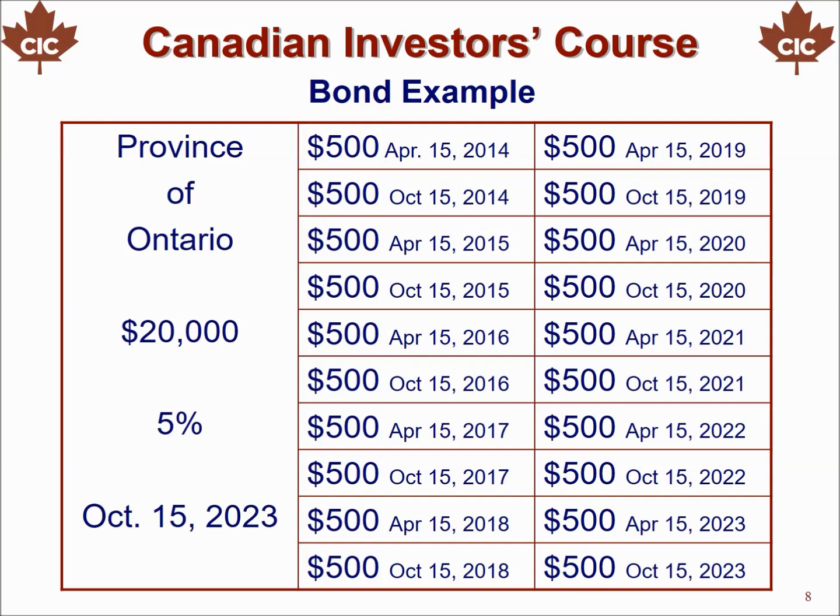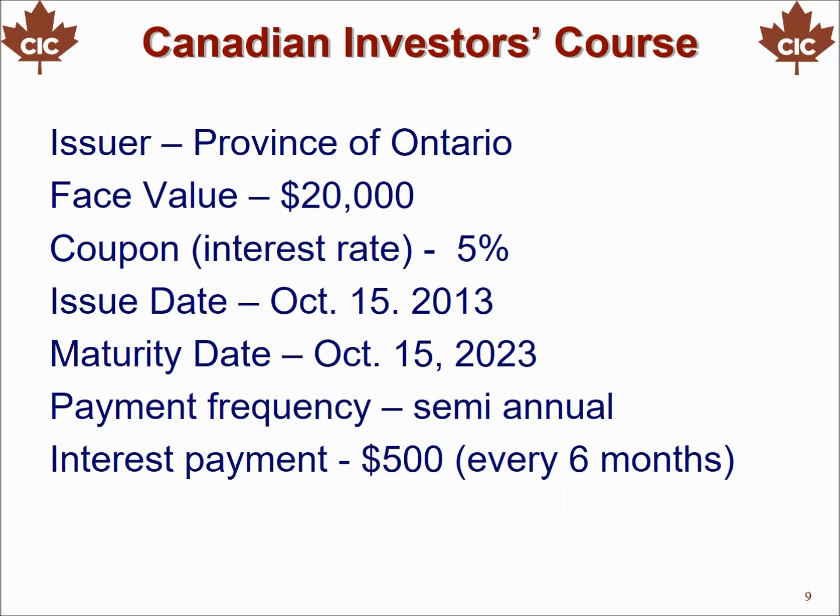Anyway, moving along. So let's consider this bond, which we just looked at a moment ago. As I said, the issuer was the Province of Ontario. It had a face value of $20,000, coupon or interest rate of 5%. The issue date was October 15th, 2013. The maturity date was 2023, 10 years later. Payment frequency is semi-annual, and the interest payment was $500 every 6 months.